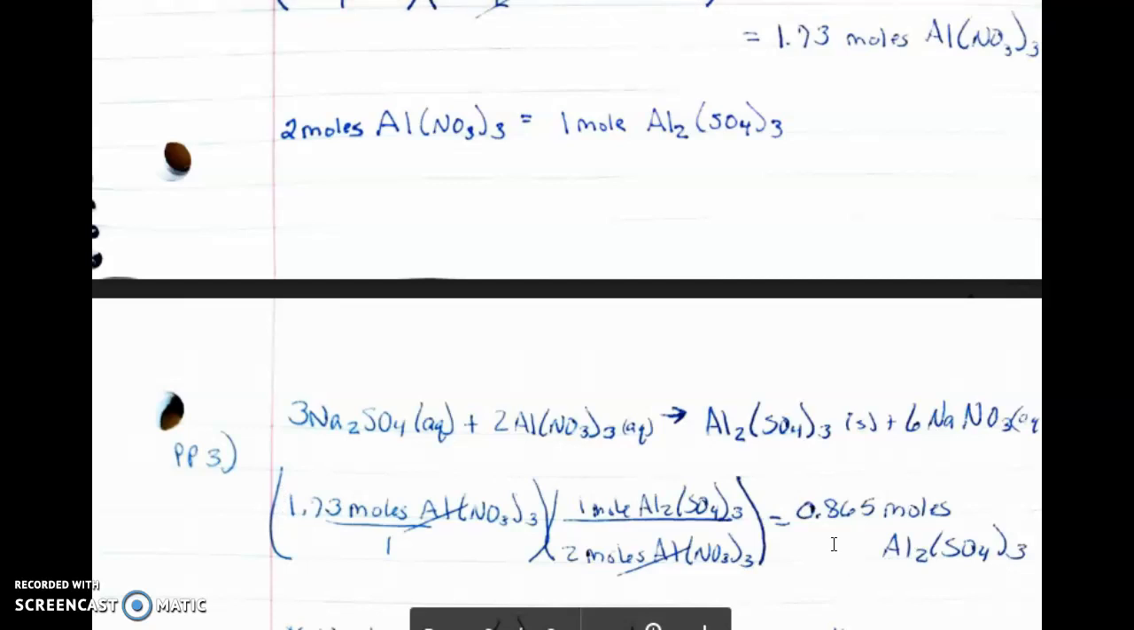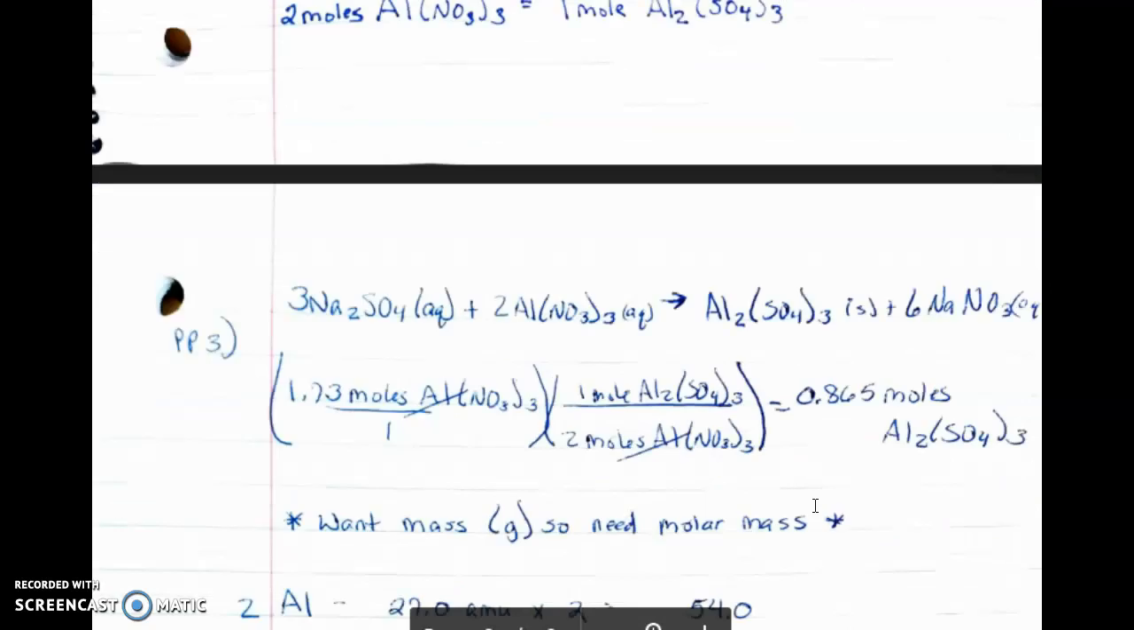So I'm getting closer, right? Now I know how many moles of aluminum sulfate I generated, but the question wants to know what is the mass? How many grams of aluminum sulfate did I generate? How many grams is the equivalent of 0.865 moles of aluminum sulfate? This requires that you know how to determine that relationship. Remember, the molar mass, the mass of 1 molecule of aluminum sulfate in AMU, tells you how many grams contains 1 mole of aluminum sulfate.